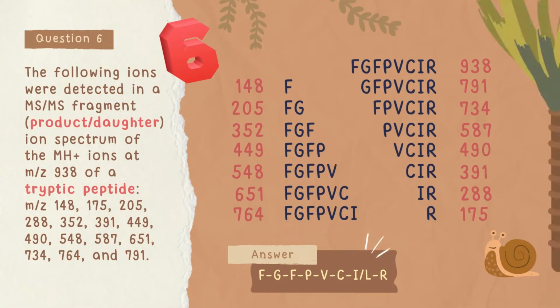Here's another problem where we need to determine the amino acid sequence from the mass spec data of a tryptic peptide with a mass of 938. And through subtracting the ratios from each other, the following sequence can be determined, which is phenylalanine, glycine, phenylalanine, proline, valine, cysteine, isoleucine or leucine, and arginine. And as shown in the upper right, the ratios account for both the B and Y peaks, or basically the left and the right side of the peptides after the peptide bonds are cleaved.